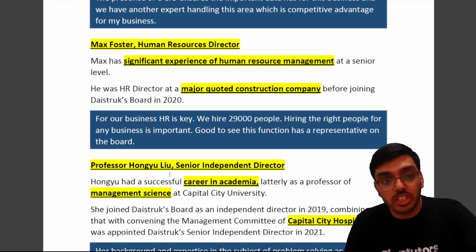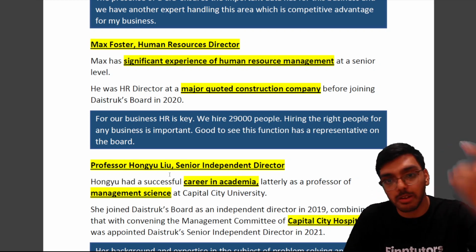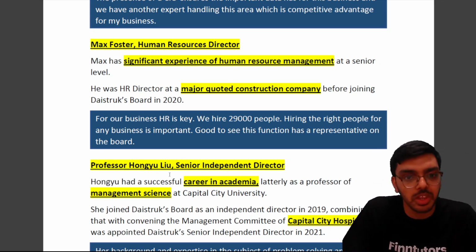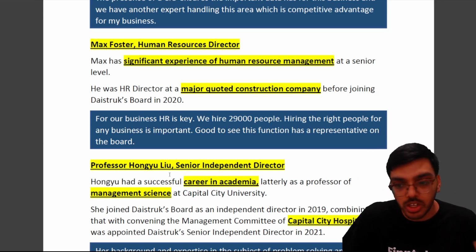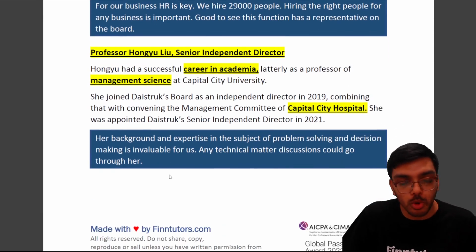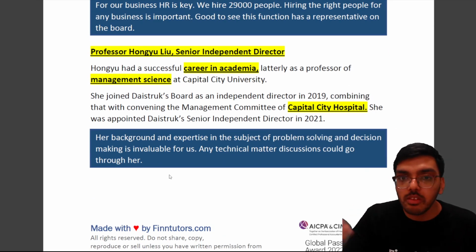And good to see HR has a representation on the board, because if you don't hire the right drivers, the right people working in operations, nothing is going to work smoothly. So HR is important, especially because we have so many employees, and continuous change of employees at the lower level will occur.